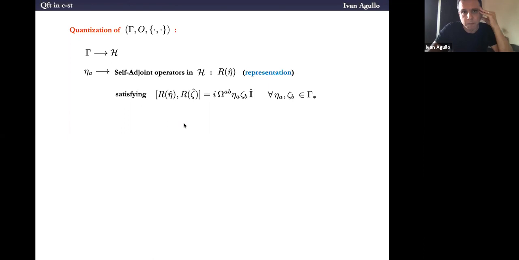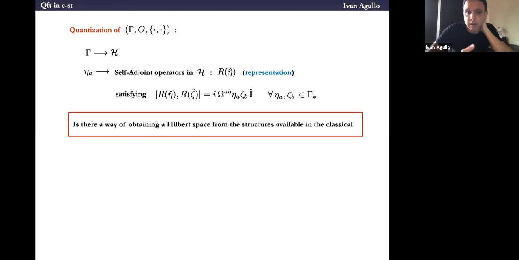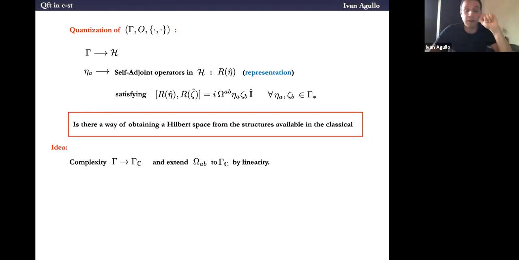So the question is: is there any way of quantizing the theory, of having a Hilbert space out of the classical structures, out of what I have available in the classical theory? And you can say, oh, let me try. First of all, let me complexify the phase space just to have a complex vector space. That is nothing fancy. And then I can extend the symplectic structure by linearity. So I have a complex symplectic space. So now, to build a Hilbert space, I need a product.